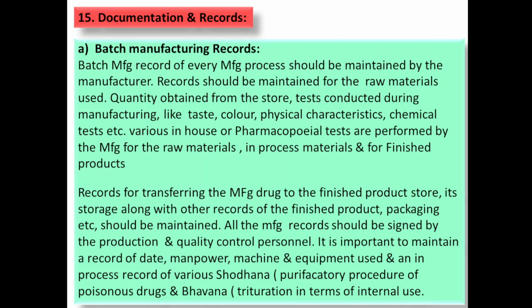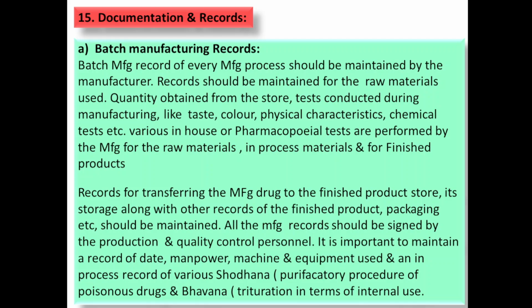Whatever drug is manufactured in the manufacturing area and transferred into the finished product store, that complete record should be maintained: how much amount of drug is manufactured, how many batches are manufactured, and how much they are stored in the finished product store. Packaging should be maintained. All the manufacturing records should be signed by the production and quality control.